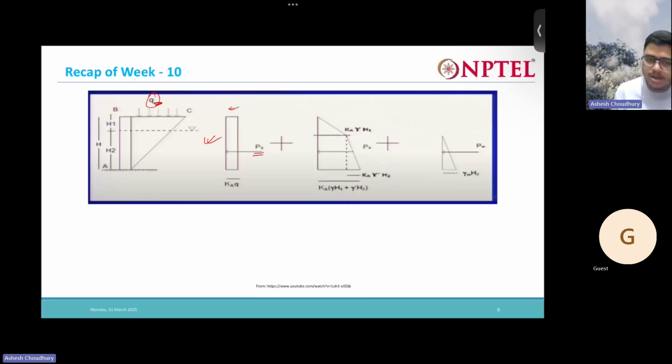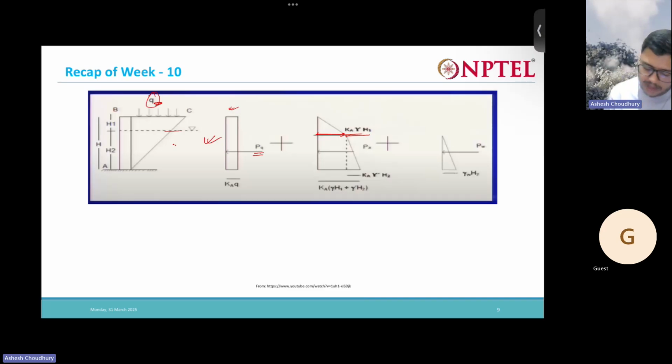Now the thrust from the soil weight. Up to this side, first you get this value K into gamma into H1, right? So this length is K into gamma into H1. All right. Now here the soil is submerged, so my gamma is going to change. So the gamma is going to change.